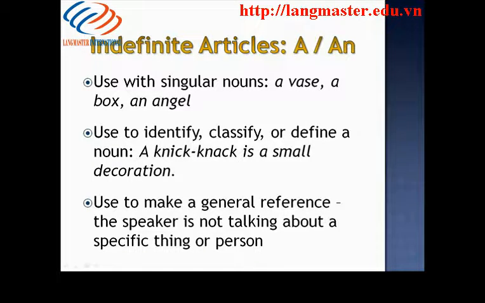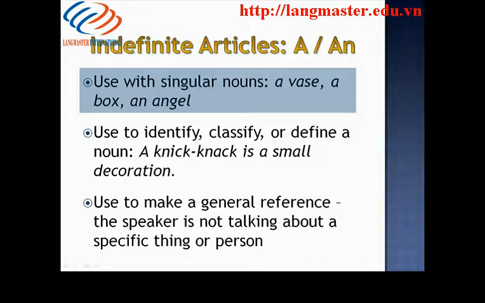Let's first talk about the indefinite articles a and an. We use these articles with singular nouns, as in a vase, a box, an angel. Singular nouns are countable nouns. We can count vases, we can count boxes, we can count angels. A singular noun means one thing or person. A vase, one vase. A box, one box.